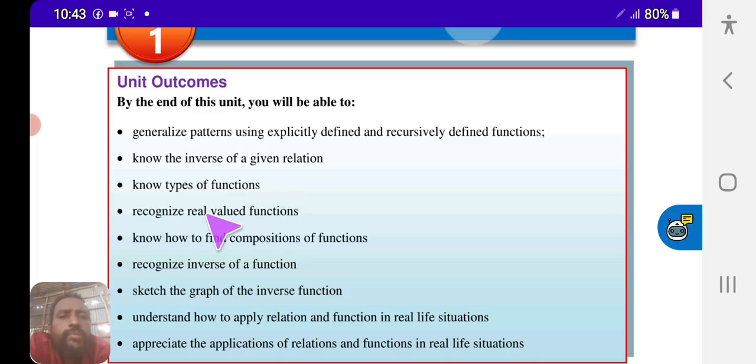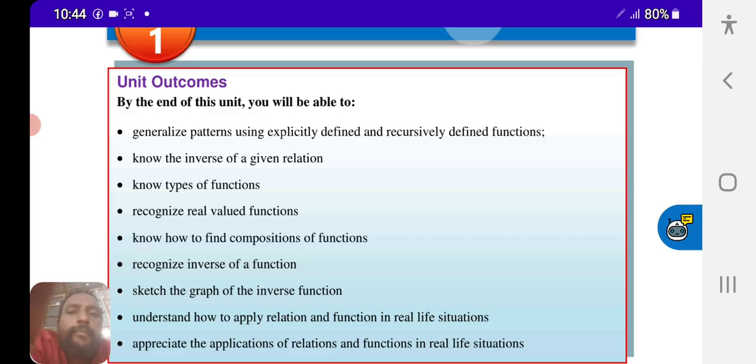The student must be able to know types of functions and recognize real valued functions. The student will be able to find composition of functions, recognize the inverse of a function, and sketch the graph of inverse functions. The student will understand how to apply relations and functions in real life situations, and will appreciate the applications of relations and functions in real life situations.